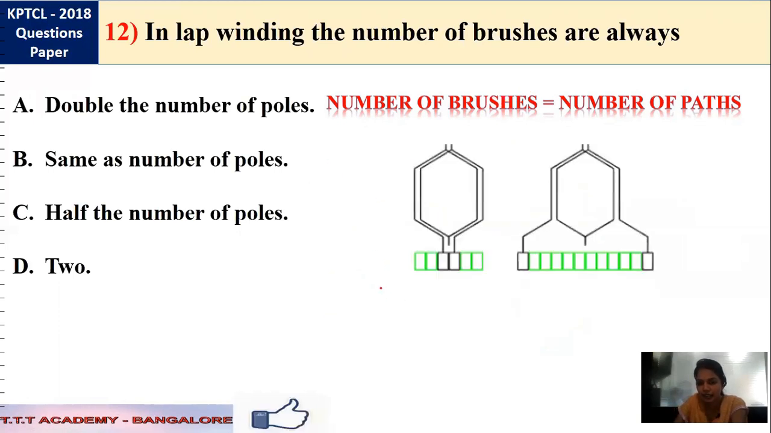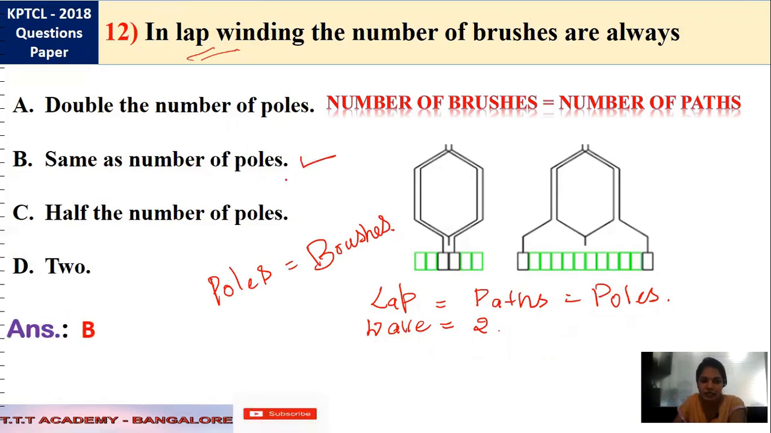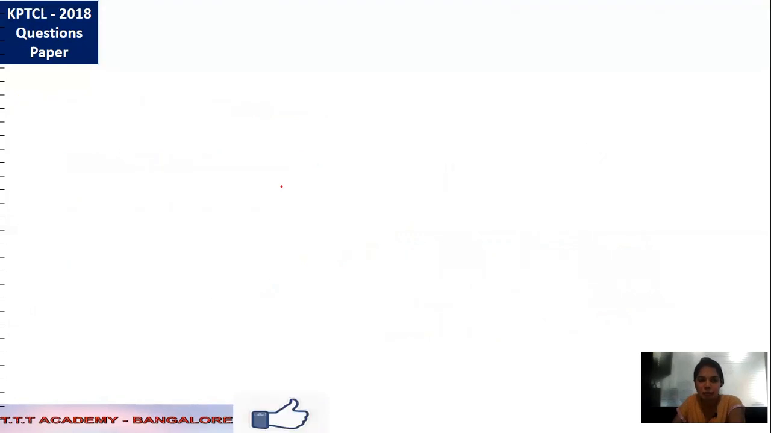So now let us consider a lap winding and a wave winding. In case of a wave winding, the number of paths will always be 2. In case of a lap winding, the number of paths is always equal to the number of poles. So here they are asking about a lap winding. Hence, poles is equal to brushes. So the number of brushes are same as the number of poles. So the answer to this question is option B, same as number of poles.